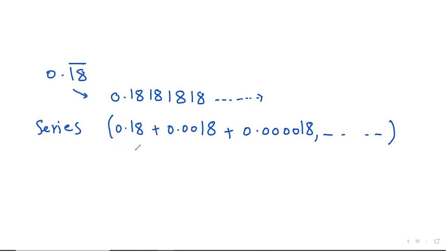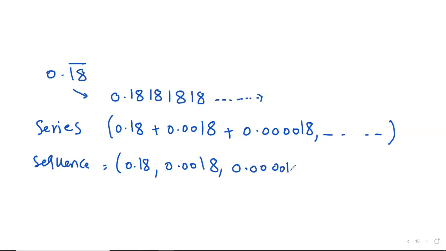And this geometric series came from a geometric sequence. And the geometric sequence in this case, it's 0.18, then 0.0018, then 0.000018, and so on. R here in this case will be 0.0018 divided by 0.18, which is 0.01. That's all.